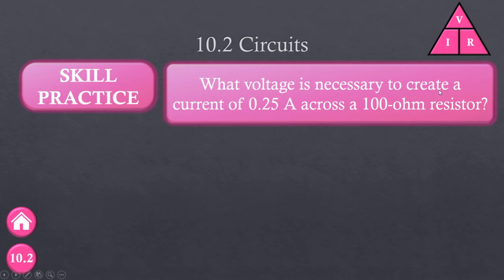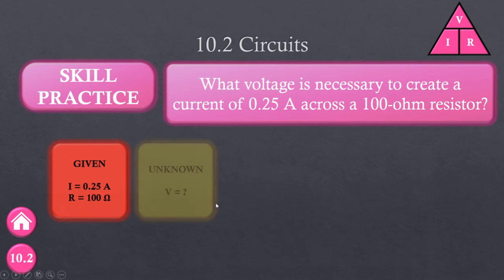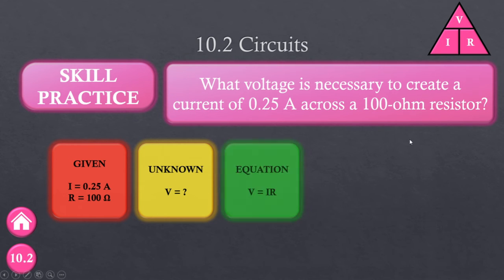What voltage is necessary to create a current of 0.25 amperes across a 100 ohm resistor? This time we've been given the current of 0.25 amperes and the resistance of 100 ohms, and we're being asked to find the voltage. So looking at our triangle, I and R are beside each other and V is on top. So we will use the formula V is equal to I times R. Whenever they're side by side, we multiply.